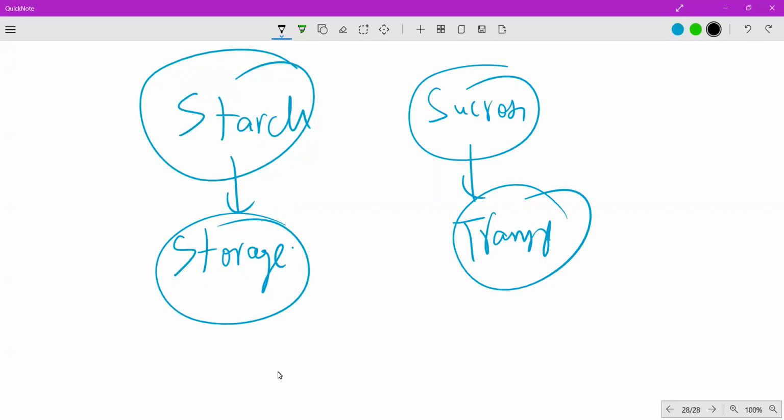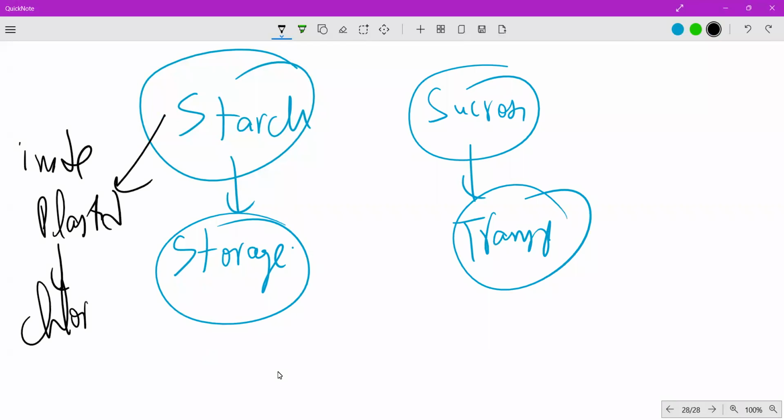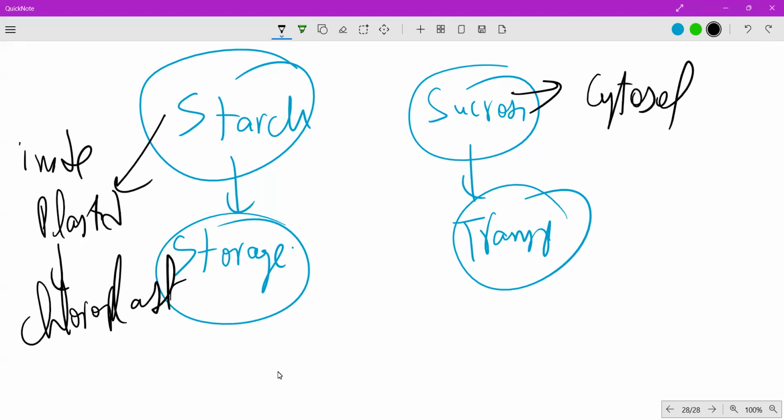And where is the synthesis? This question comes again and again. Where does starch synthesis take place? Inside the leaf, in the plastid, inside the chloroplast. And where does sucrose synthesis take place? Sucrose synthesis will take place in the cytosol. Keep this in mind.